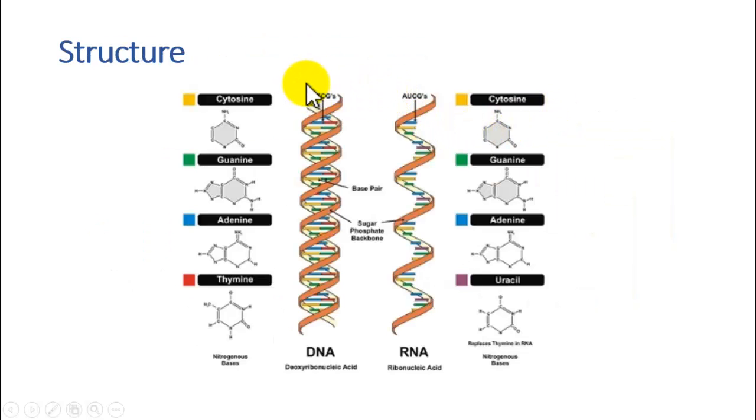Looking at the structure, DNA is double-stranded, whereas RNA is single-stranded. Due to this double-stranded nature, DNA is more stable than RNA. The RNA will get degraded very quickly.